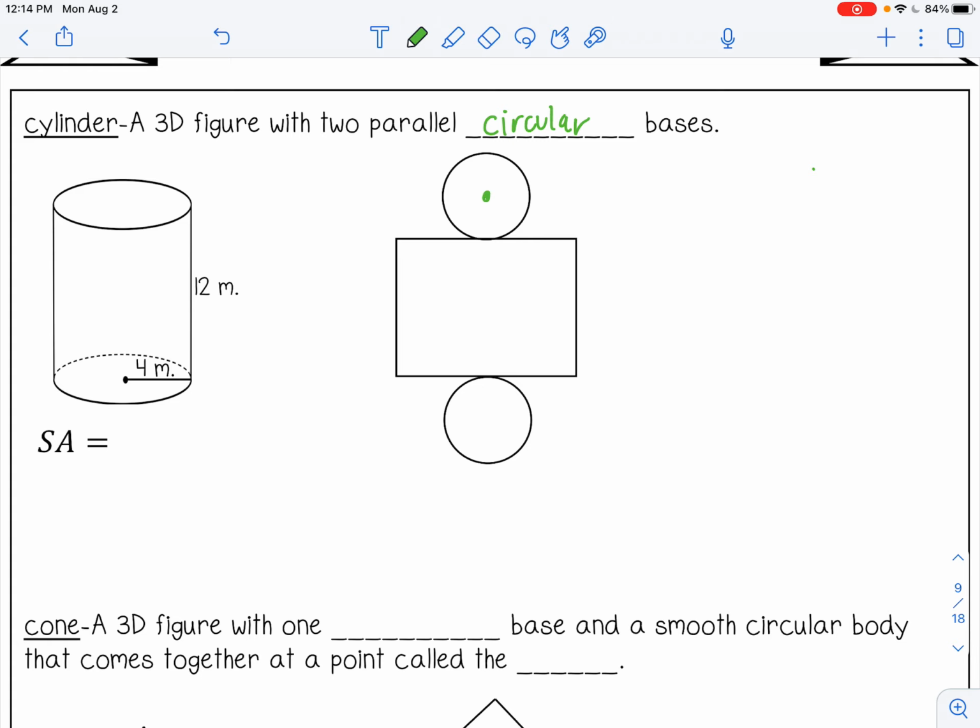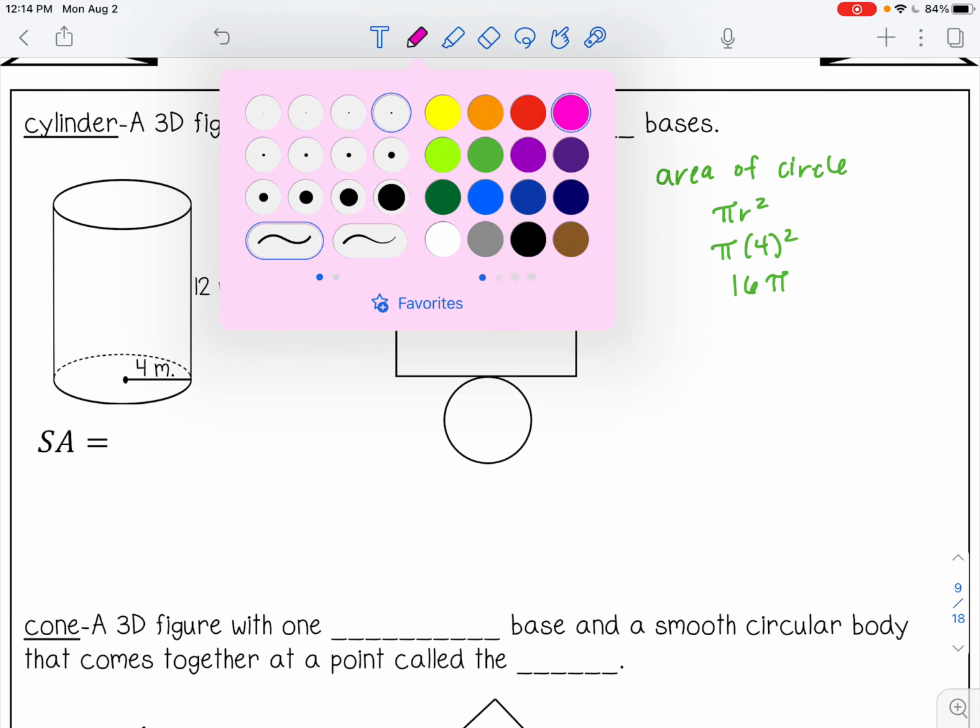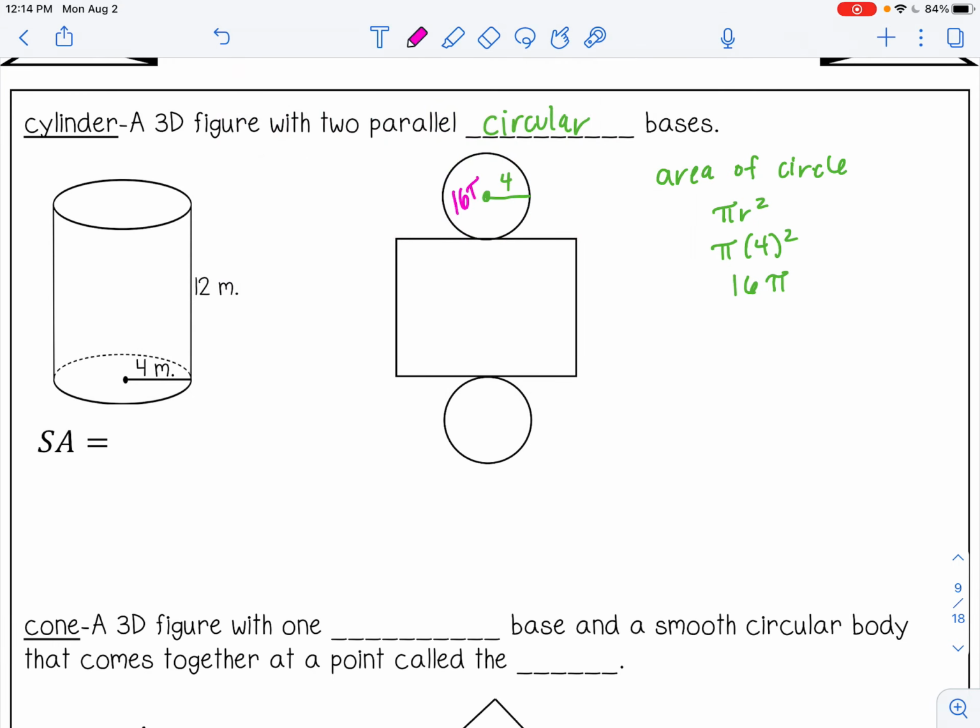Alright, so let's do the circular bases first. We have a radius of 4. Remember, area of a circle is pi r squared. So pi times 4 squared, or 16 pi. So the area of both circles would be 16 pi meters squared.